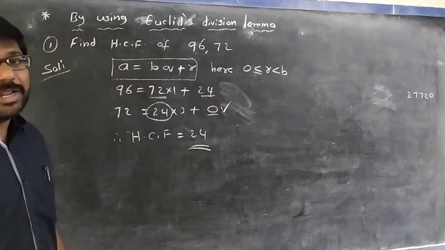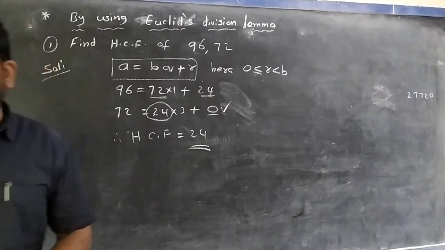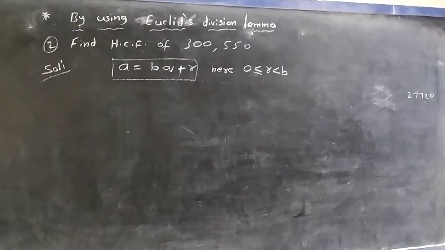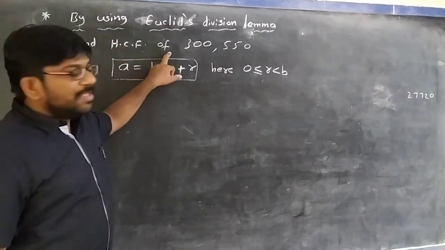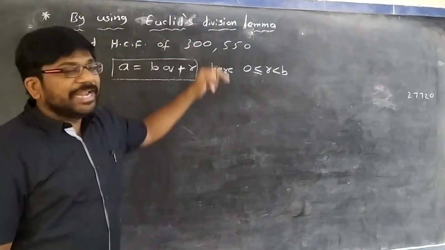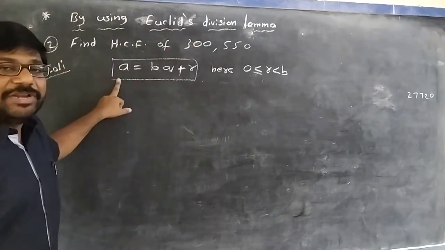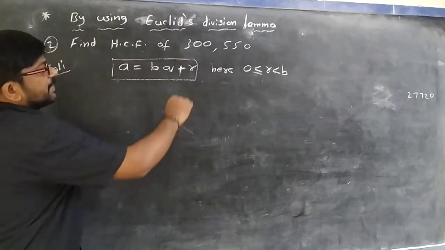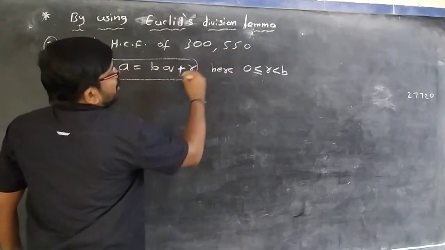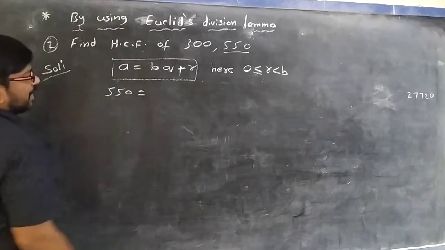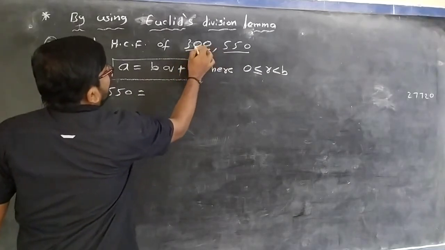So let me do another problem. We can understand very easily. Find the HCF of 300 and 550 by using Euclid's division lemma, right? Euclid's division lemma is A is equal to BQ plus R, right? So in this, which is the greatest number? 550. So 550 is taken as the dividend like this. 550 can be written by taking 300 as the divisor.